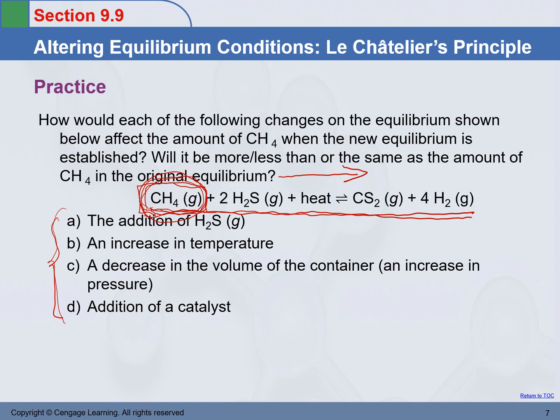For the same reason, if a change applied to the equilibrium shifts it to the left, that will produce more CH4. Then the amount of CH4 under the new equilibrium will be more than before. Now, if the change applied doesn't affect the position of the equilibrium, then the amount of CH4 will be the same as the amount in the original equilibrium. Does that make sense to you? Do I make that clear to you?